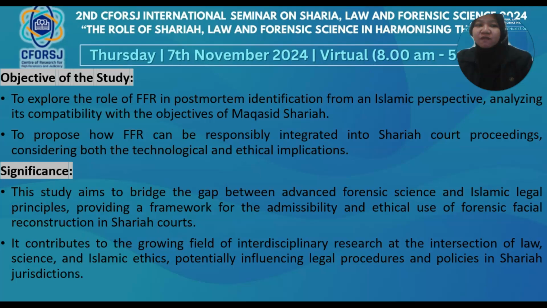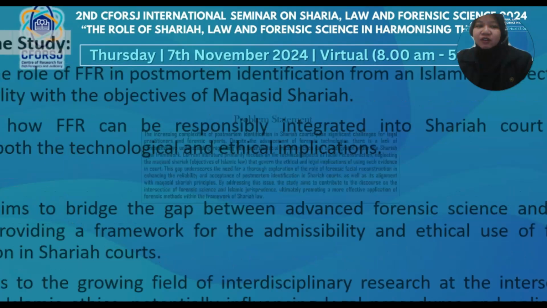So, the significance of this article is that it aims to bridge the gap between advanced forensic science and Islamic legal principles, providing a framework for the admissibility and ethical use of forensic facial reconstruction in Sharia courts. It contributes to the growing field of interdisciplinary research at the intersection of law, science, and Islamic ethics, potentially influencing legal procedures and policies in Sharia jurisdictions.